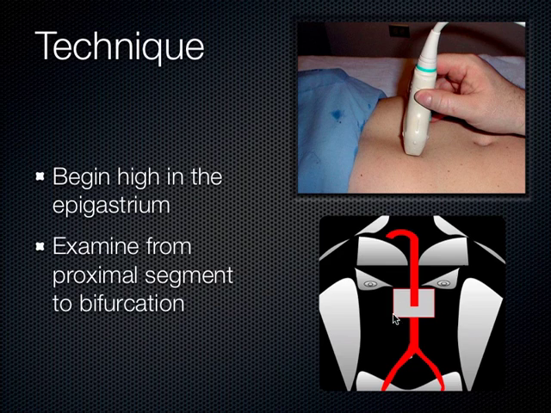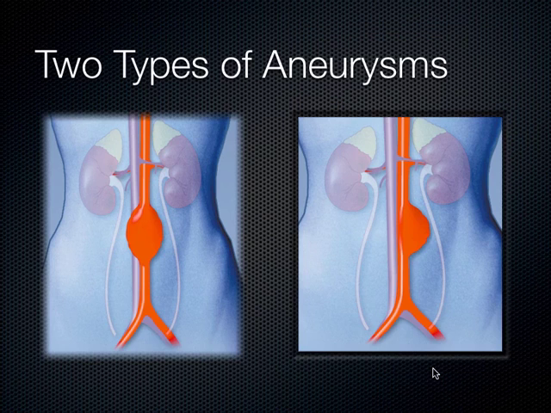So we're trying to do a transverse plane here, the indicator to the right. I push down really hard, and I drag the probe inferiorly until the aorta bifurcates into the iliacs. There's two types of aneurysms. One is a concentrically dilated type called a fusiform, and the other one is like a sac. It comes off the side of the aorta.